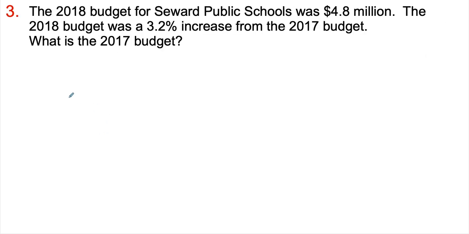So, next question. In 2018, the budget for Seward Public Schools was $4.8 million. The 2018 budget was a 3.2% increase from the 2017 budget. What was the 2017 budget? Okay, so we can say, if we want to think about this a little bit, so 2018 budget is, fix that one there, is 2017 plus a 3% increase.